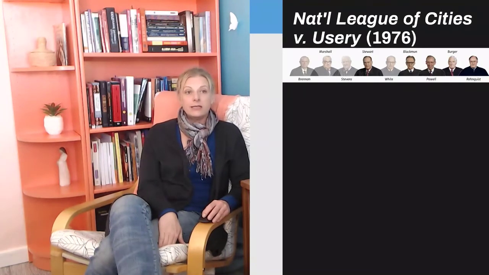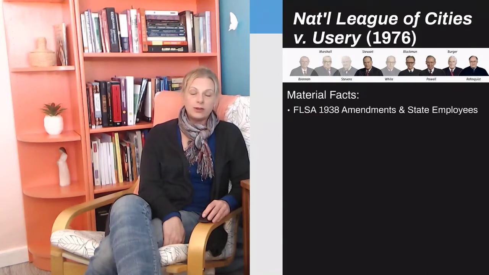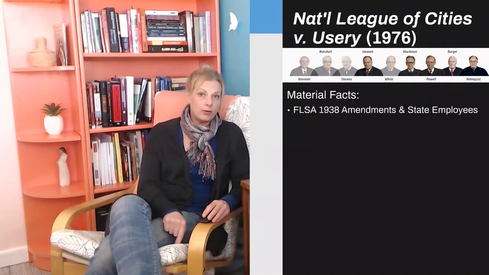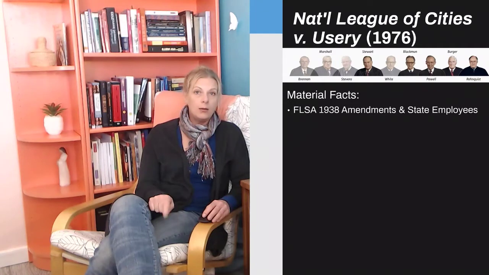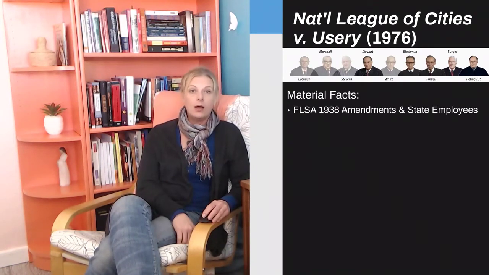So the first case of interest here, this one isn't an excerpt in your book, but it is still quite useful to talk about briefly: National League of Cities versus Usery. The facts here have to do with the Fair Labor Standards Act of 1938 and the amendments to that law that required certain state employees to be paid fairly under this law, so that state governments would be subject to this law in terms of setting rules about what they could get away with paying their employees.